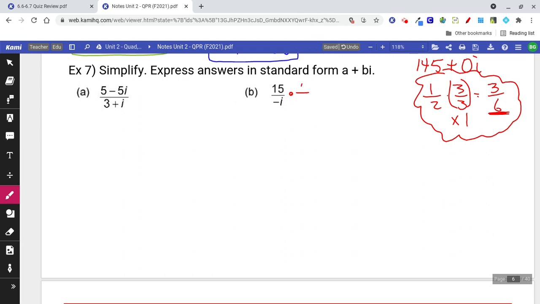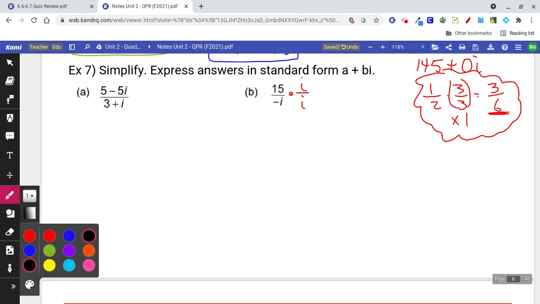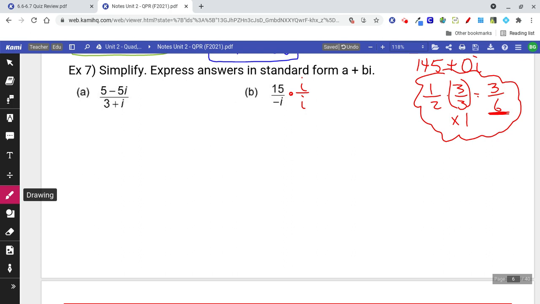So if I multiply this one by i over i, that's a special form of 1. I'm multiplying by 1, so I'm not changing the value of my fraction at all. It just is going to look different. I've got 15i over negative i squared.